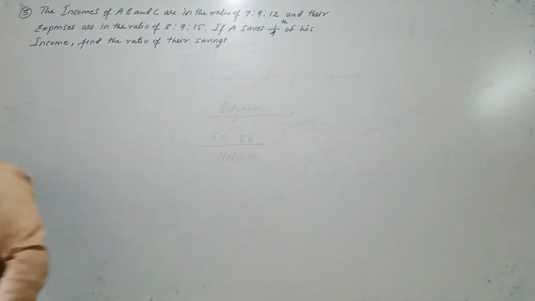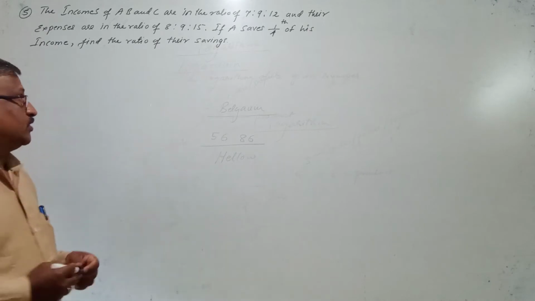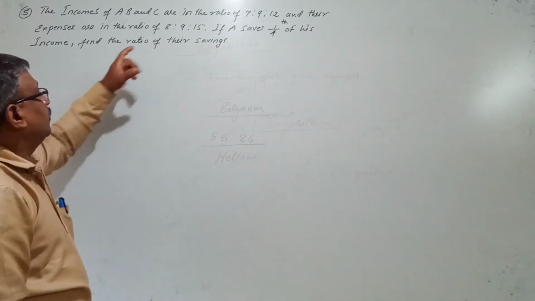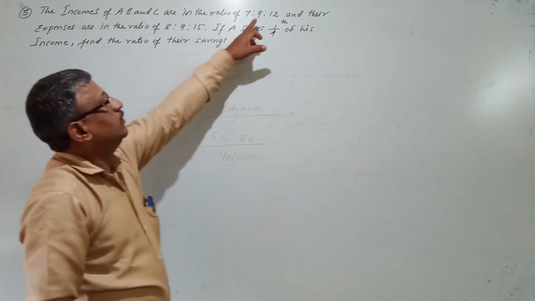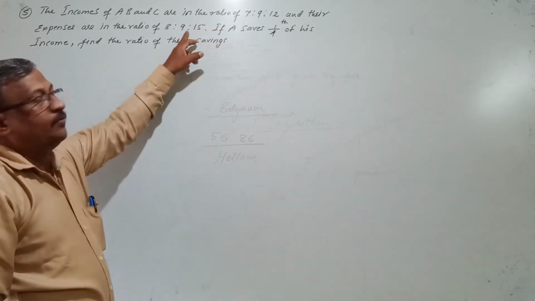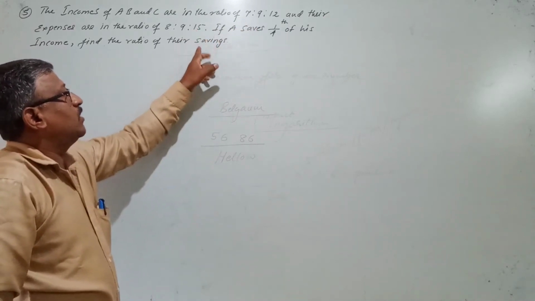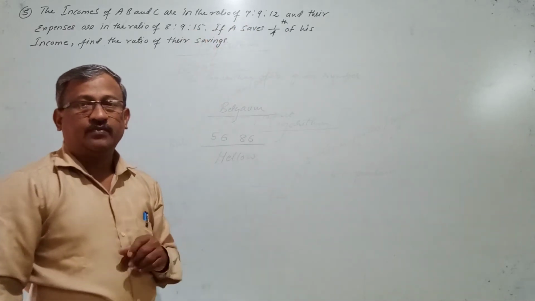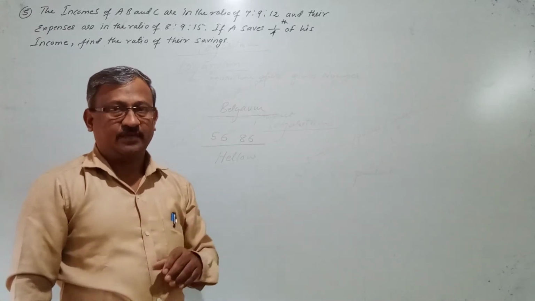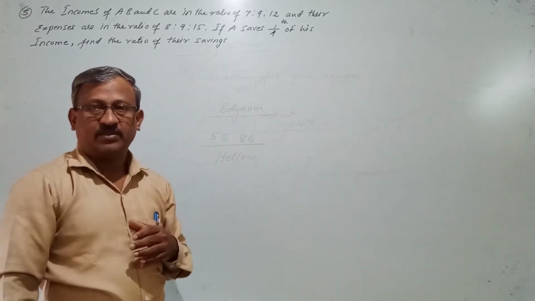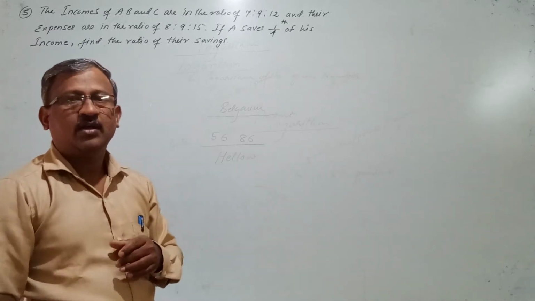Yeah, so they have asked you to calculate the ratio of their savings. In this problem they have given you the ratio of income and the ratio of expenditure, and from these they have asked you to calculate the ratio of their savings. What is the ratio of savings? If you want to calculate it, first of all you must know the savings. Without savings we cannot calculate the ratio.